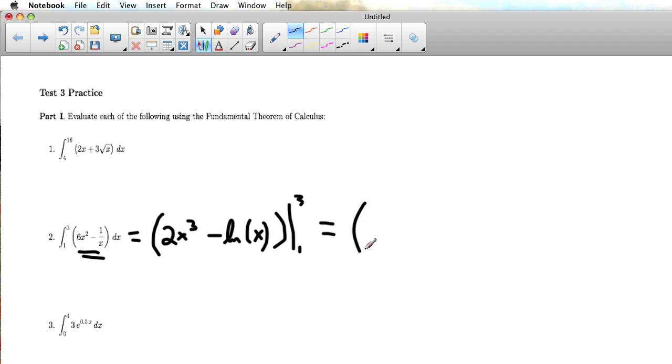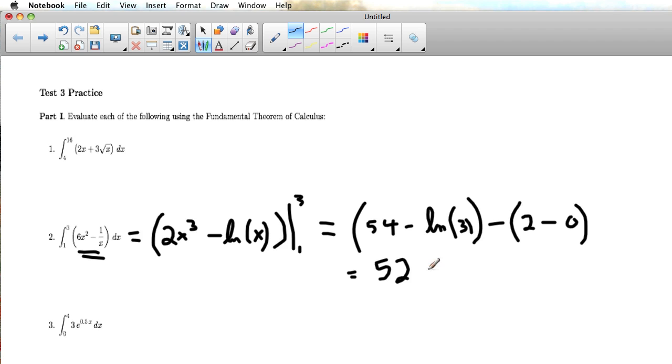And so I first can put 3 in for x, that's 2 times 3 cubed, that's 54, minus natural log of 3, minus, putting in 1 for x, 2 times 1 cubed is 2, minus natural log of 1. Natural log of 1 is actually 0, so that's nice. So now I have to do 54 minus log of 3 minus 2. So that's equal to 54 minus 2 is 52 minus the natural log of 3. So that's the answer to problem number 2.